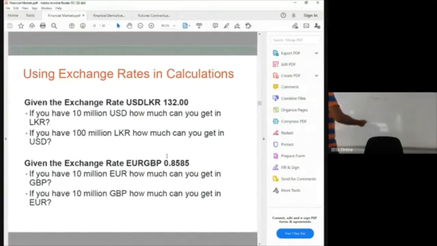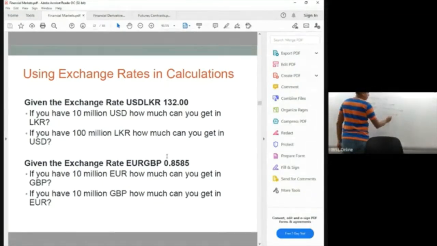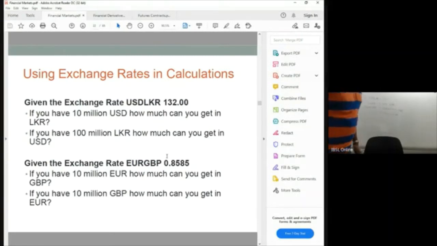You have $10 million. This says $1 is 132 rupees. How much is $10 million? So very obviously it is 132 into 10 million rupees. 1,320 million rupees. Can you all see the board? Is it shining?